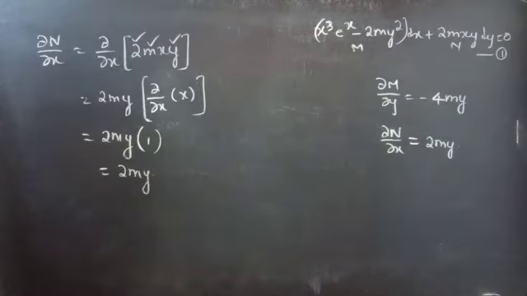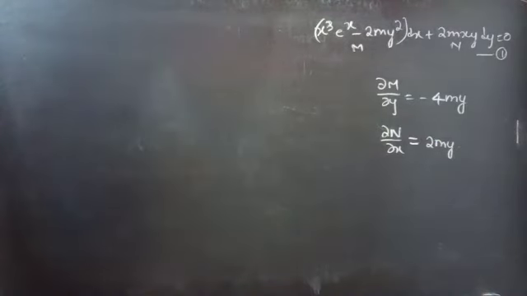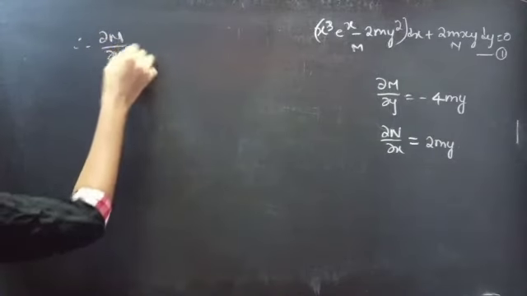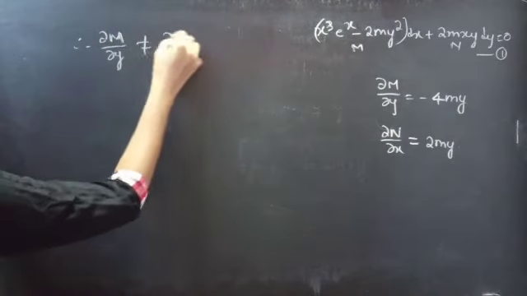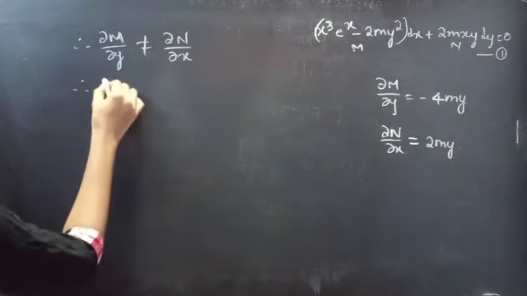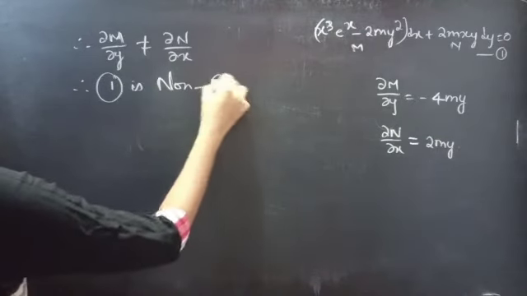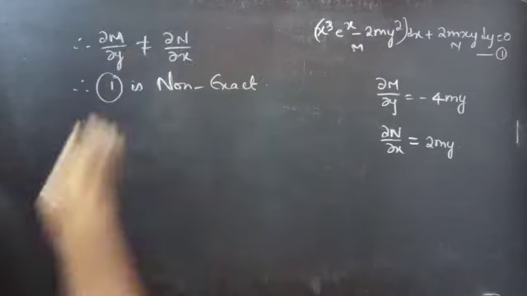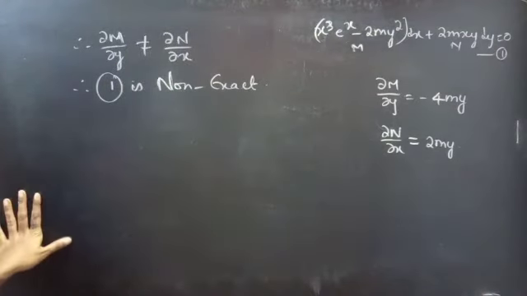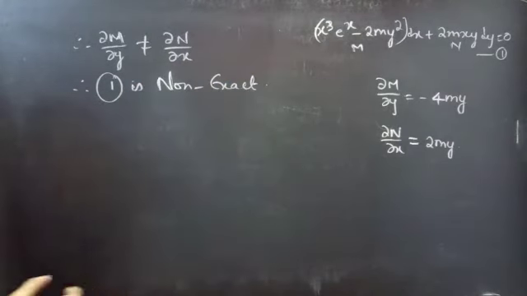Right? From this we can say that the partial derivatives are not equal. Therefore partial derivative of M with respect to y is not equal to partial derivative of N with respect to x. From this we can say that equation 1 is non-exact. Okay. Now we need to find a suitable integrating factor to reduce the given equation to an exact equation.